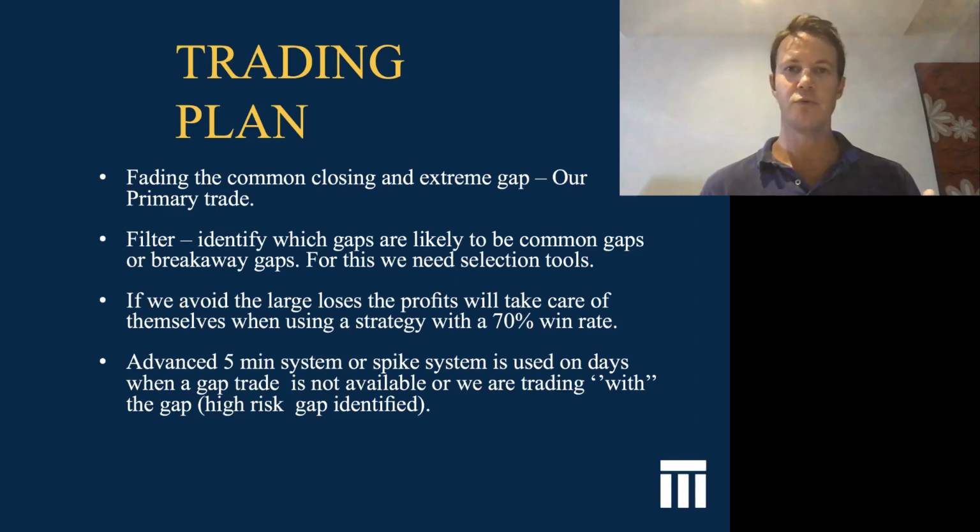In order to make that really profitable, we need to make the risk reward 1-to-1. That means if we're risking 10 points, we want to be making at least 10 points as well. It doesn't have to be exact, but near enough. If we don't use the gap, we can use the advanced 5-minute bar system, or we can use the spike system. So we don't have to trade the gap every day. Again, it's all about selection, waiting for those real high probability trades to come along. But if we don't trade them, we can fall back on the spike or the 5-minute bar.